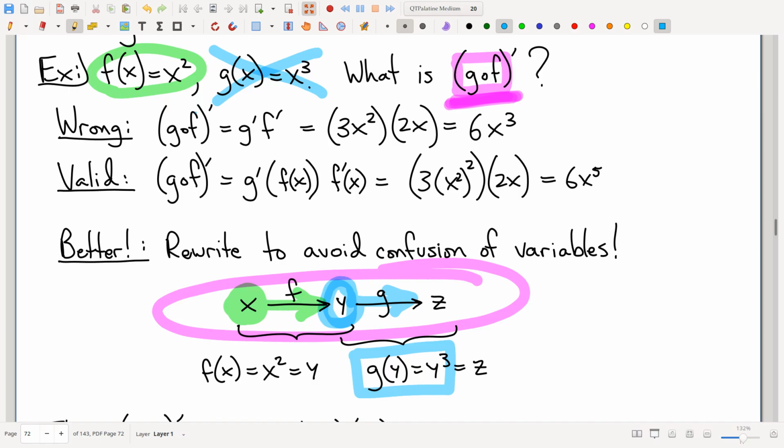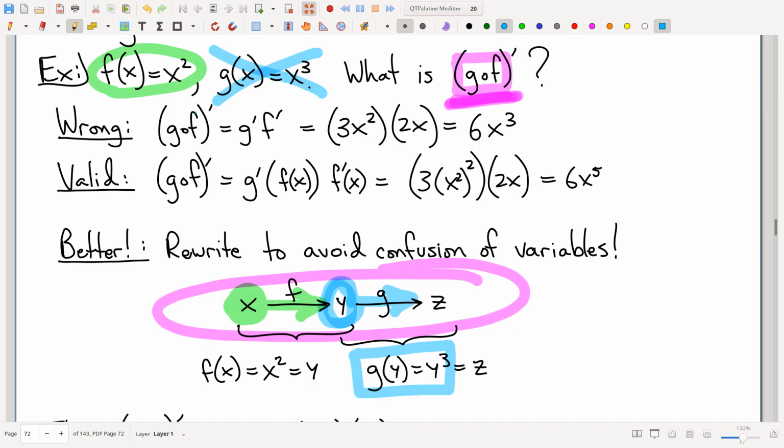The total confusion of variables: after you've established that you want to compose these functions, if you leave g written in terms of x, you are effectively using the name x to refer to both the input and the output from f. And that's outrageous. So all you've got to do is rewrite the dummy variable.